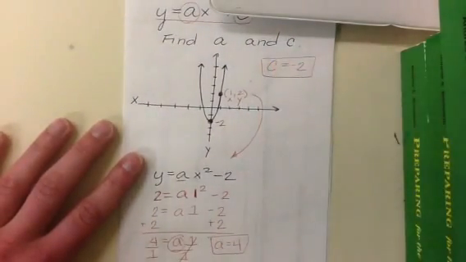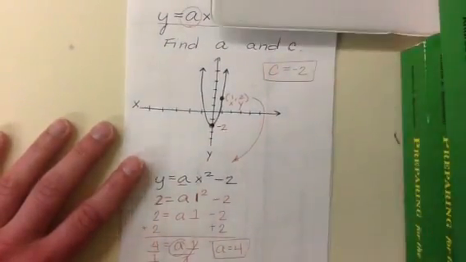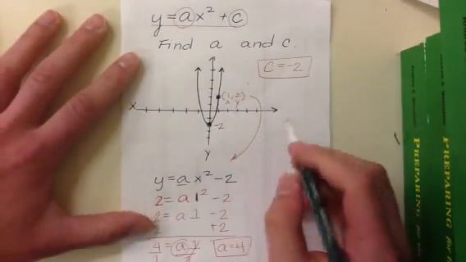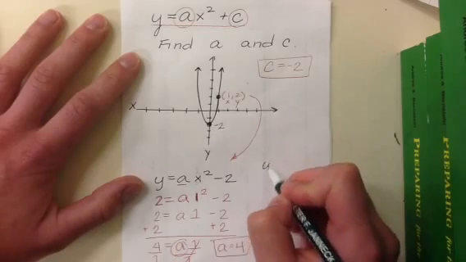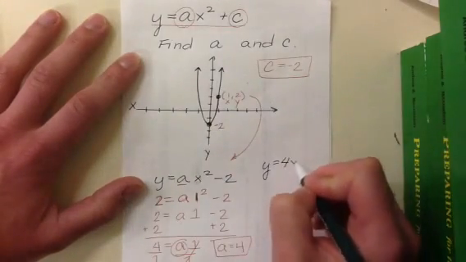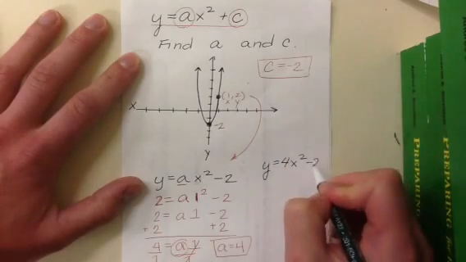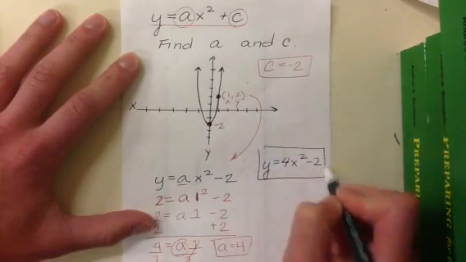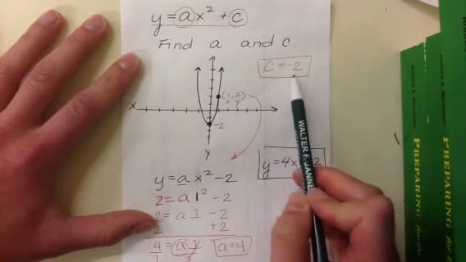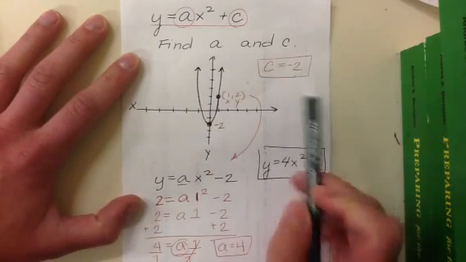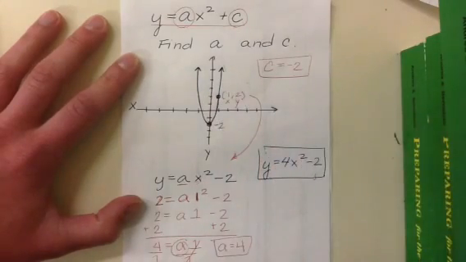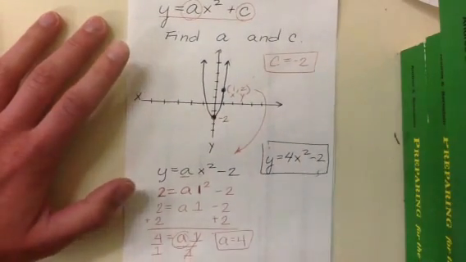We already found that c equals -2. So looking back to my original equation, I have y equals, for a I can put 4, x squared, and for c I have -2. So here's my formula to match this parabola, where my y-intercept was -2, and my scale factor was 4, creating this to be a more skinny parabola than the parent function.